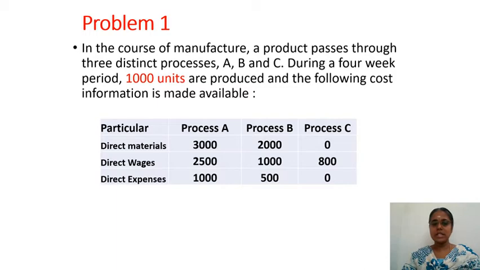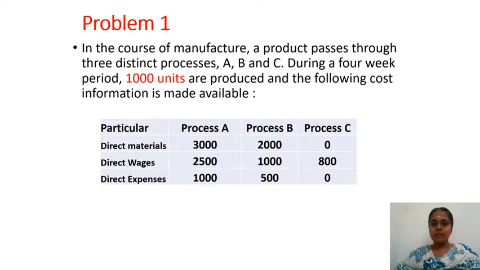In process C, we can see that there are no materials and expenses, maybe because it is packaging. So maybe in packaging also you have some materials, some folding alone is done in that area, something like that. So you have only wages. So there are three processes involved. What is given? During a 4-week period, 1,000 units were produced. So they have given the output number of units. Finished goods produced were 1,000 units.